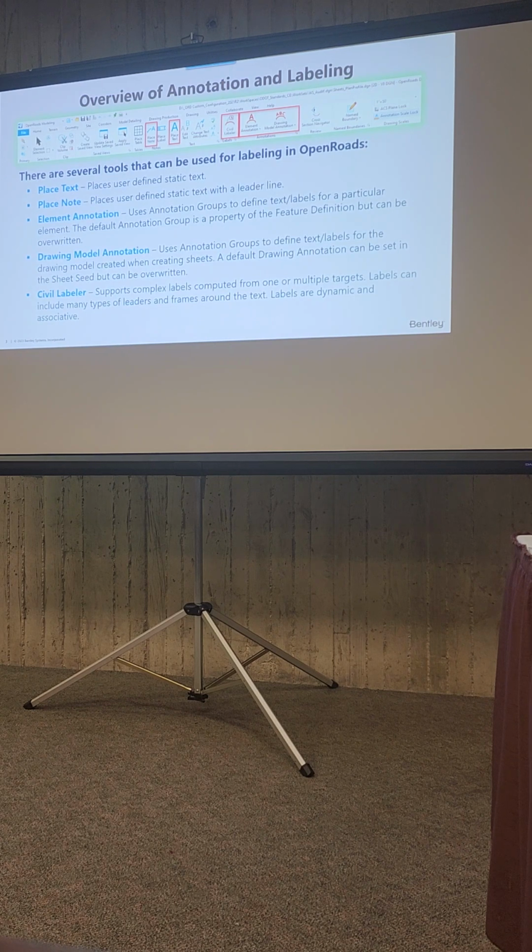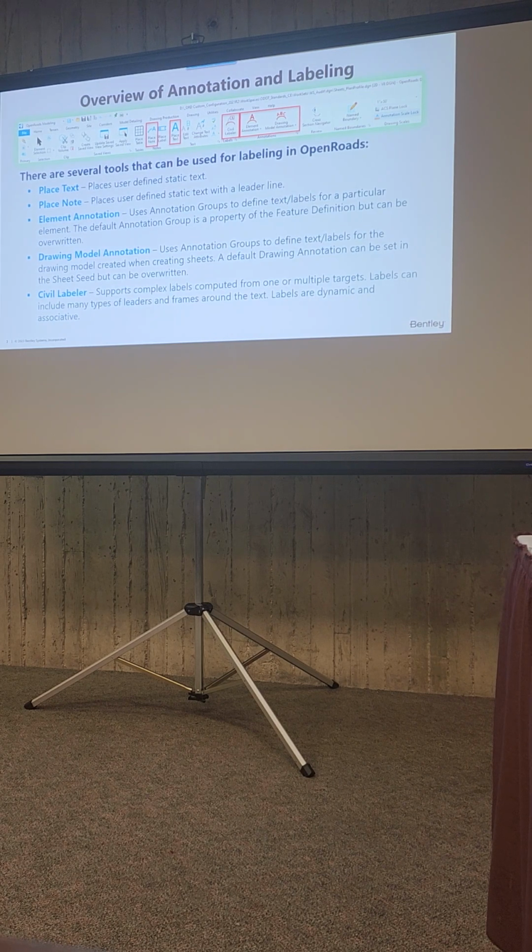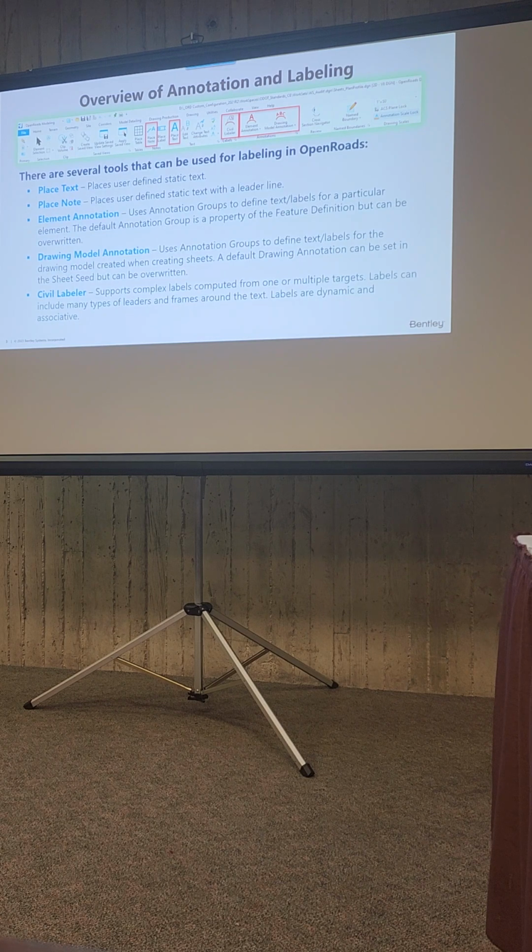Lots of things we can do there, but the main power of the civil labeler is the ability to annotate information from multiple elements at once. So that means you can go and pick a pipe, and you can pick a node, and you can build one label that has information on both of those. Or maybe you can take a station offset from an alignment, or you can take an elevation from a terrain, but you can have multiple targets that build just one label.